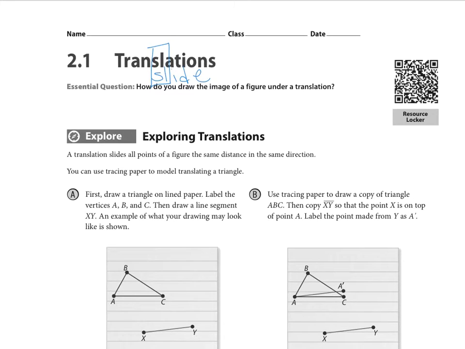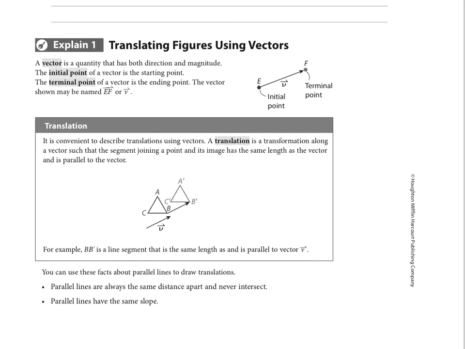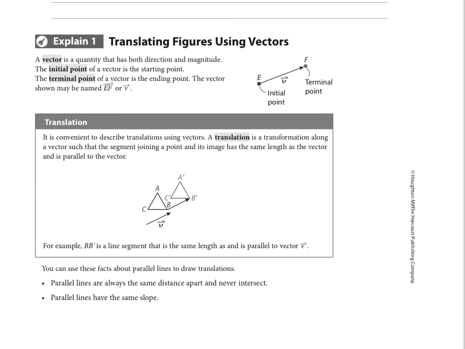Okay, so let's start on the next page. I'll be on page 64. And on Explain 1 here, a little further down the page, we're going to be talking about doing this translation using what's called a vector. A vector is a quantity that has both a direction and a magnitude. It looks like just an arrow, but it's a little bit more detailed than that. It's pointed in a certain direction, and it has a certain length or magnitude.